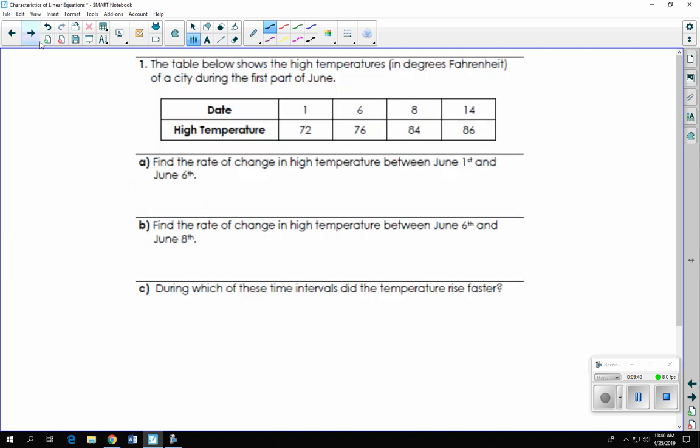So I have an example here where I'm asking individual questions on finding the slope. First question, find the rate of change in the high temperature between June 1st and June 6th. So I'm going to take my 76 minus 72 divided by 6 minus 1, I will get 4 over 5. And so my slope here, or my rate of change, because the rate of change is just another word for slope, becomes 4 over 5.